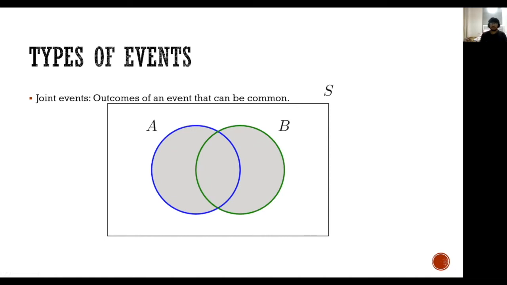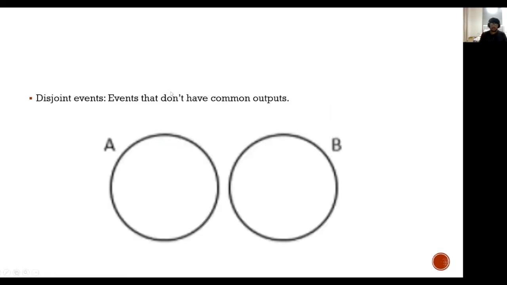Well, joint events are basically outcomes of a particular event that have something in common. If you were to put this in a set, let's say that there's an outcome A and there's an outcome B. There would be some sort of common outcome that can occur while you're conducting this event. Disjoint events or mutually exclusive events are events that don't have common outputs. Therefore there's no joining here of these two sets, right?